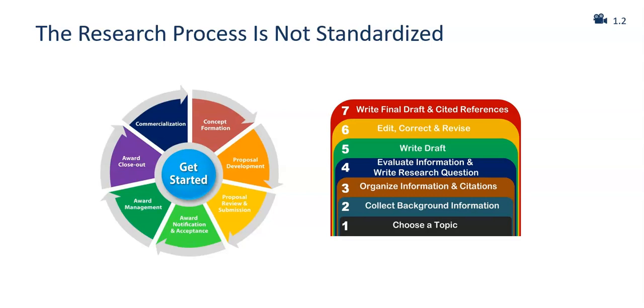For example, in the figure on the right, you can see that the research process typically begins with the selection of a topic. After that, different information is collected, on the one hand background information, on the other hand specific information based on academic literature. This information is then evaluated, and only then is the research question formulated. Subsequently, a draft is to be written, before it is corrected, edited, and finally the manuscript is written, together with academic references. While many of these steps are rather intuitive, they are not set in stone.